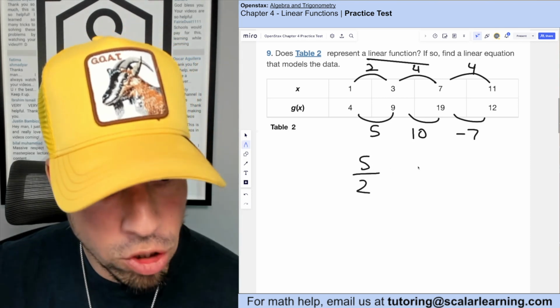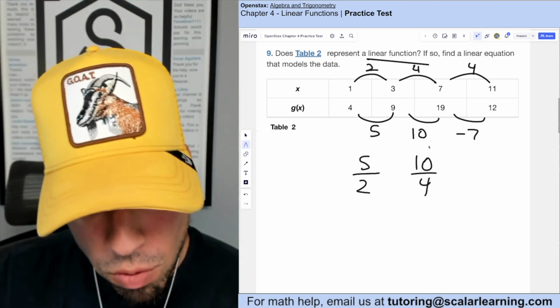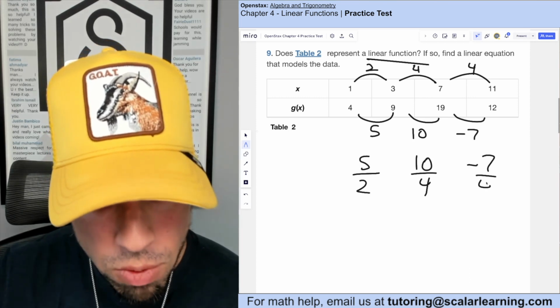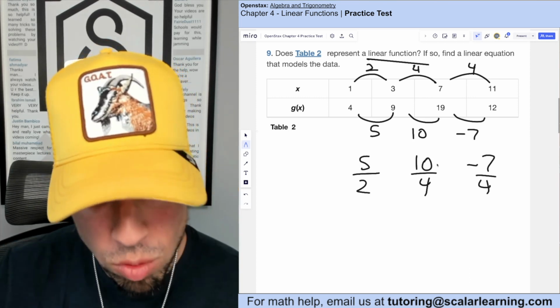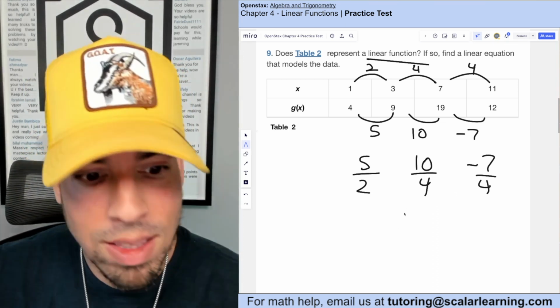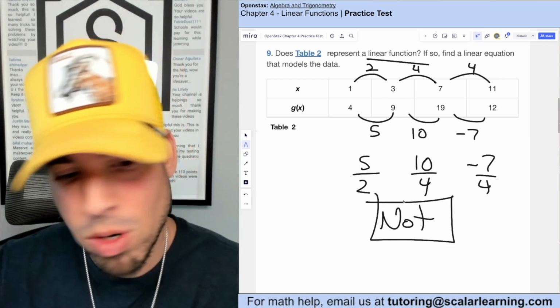So I have 5 over 2, then I have 10 over 4, which does equal 5 over 2. So far we're looking good. And then I've got -7 over 4. Obviously, this doesn't equal 5 over 2 because it's negative first and foremost, but obviously the numbers are different. This means this does not represent a linear function, so we can't create a linear equation.